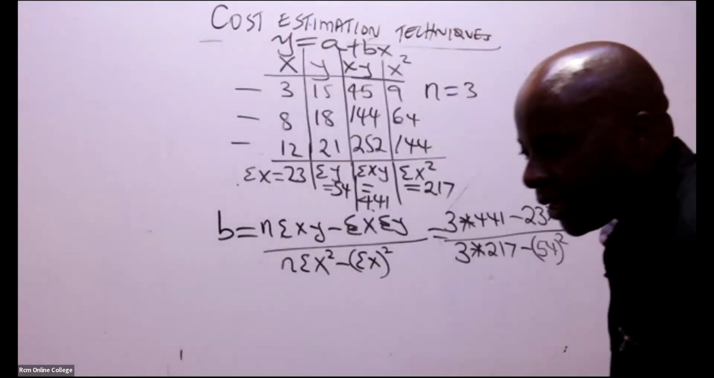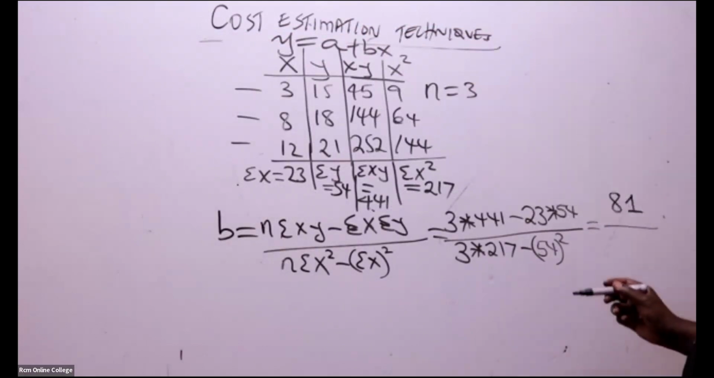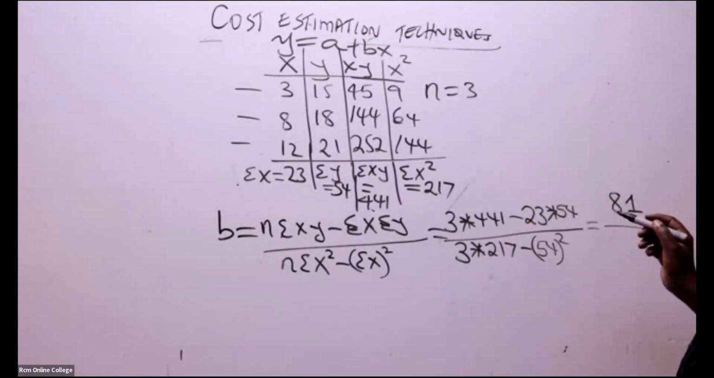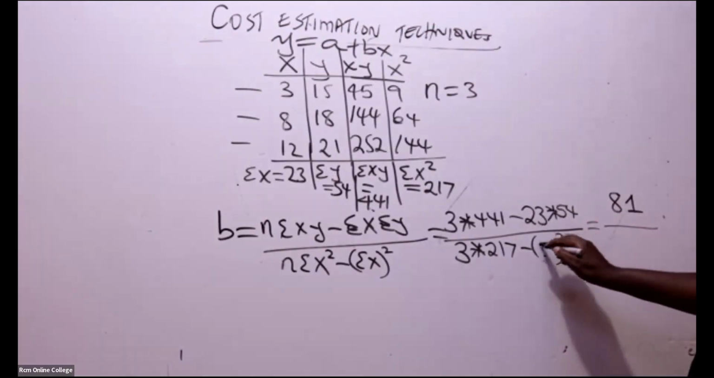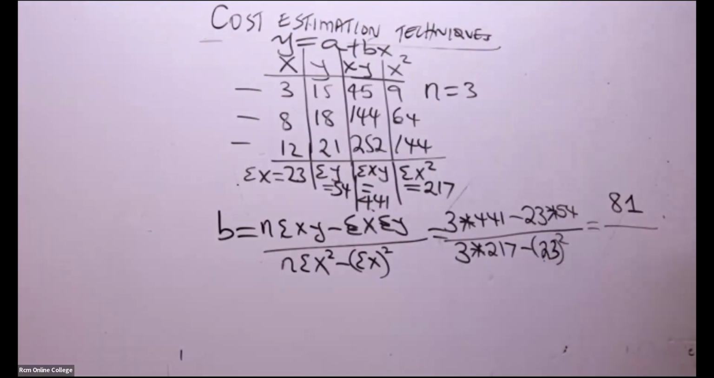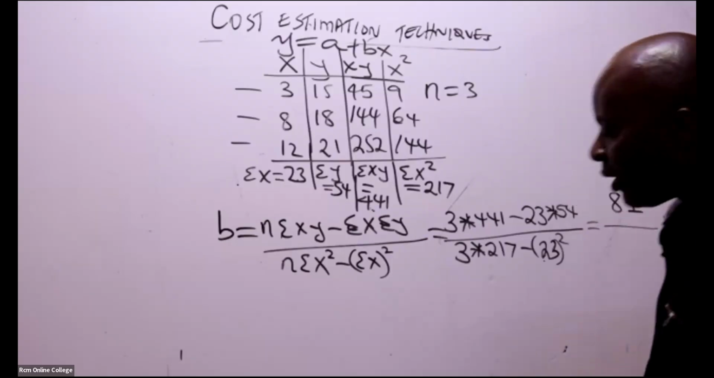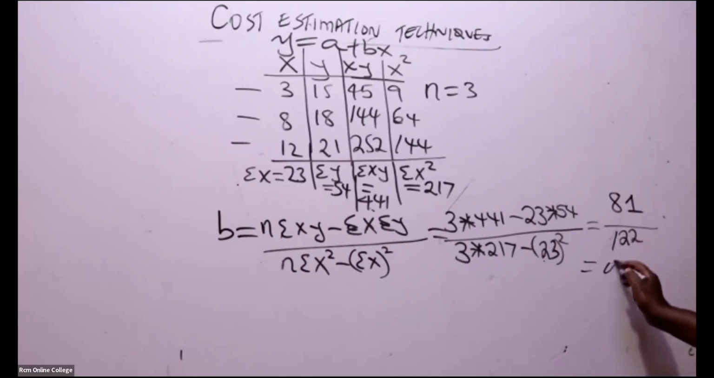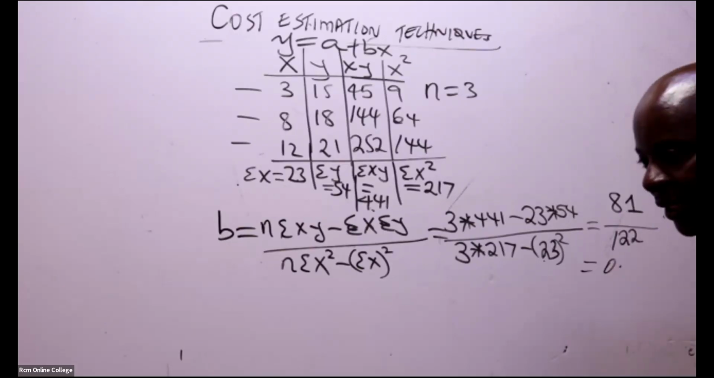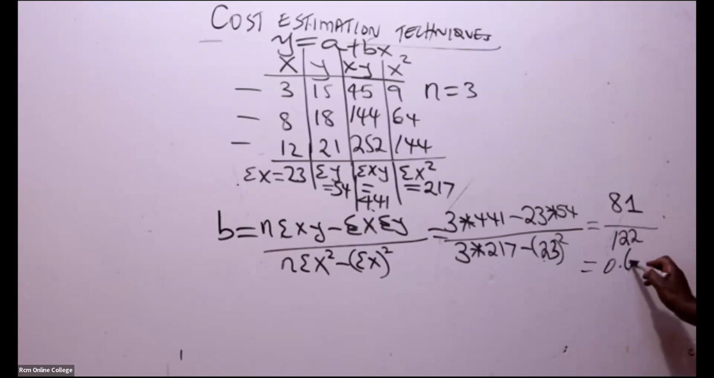Remember, it has to be summation of x, which is not 54. Sorry, I took summation of y. I'm really sorry. It's supposed to be 23 squared, since it is summation of x here. Thank you so much for that. Somebody is giving me a figure of 122, meaning that the value of b will end up being 0 point something. So it will be 0.66, right, Maggie? Yes, somebody has confirmed 0.66.